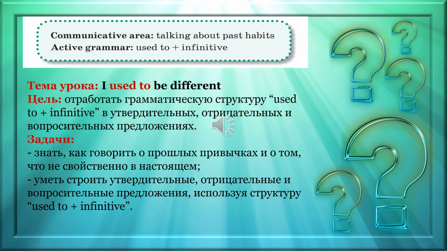The communicative area of the lesson involves talking about past habits. The lesson is aimed at training the used to plus infinitive structure. By the end of the lesson, the students will be able to speak about their past habits, and they will learn how to make up affirmative and negative sentences, as well as questions with the help of the used to plus infinitive structure.